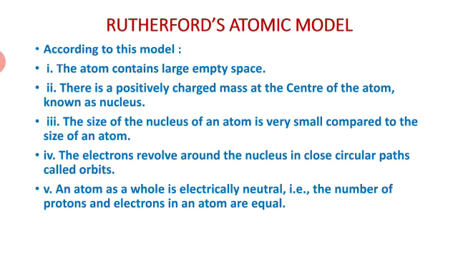The electrons revolve around the nucleus in closed circular paths called orbits. Orbits means the circular path. That path is called what, students? The orbits. An atom as a whole is electrically neutral. That means the number of protons and electrons in an atom are equal. Always, when protons and electrons are equal, the atom is electrically neutral.